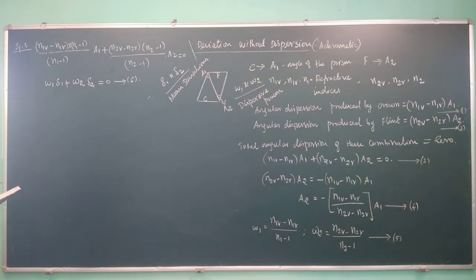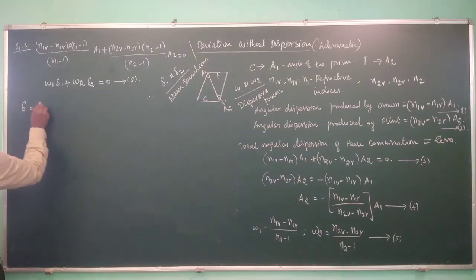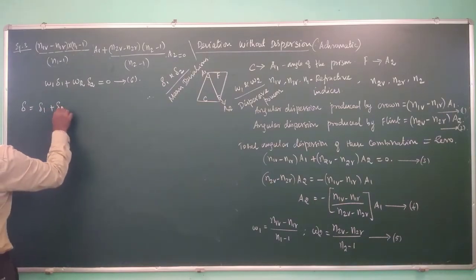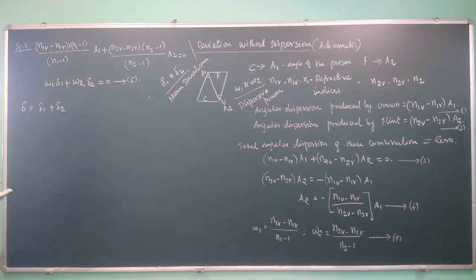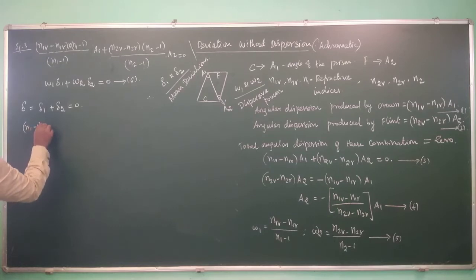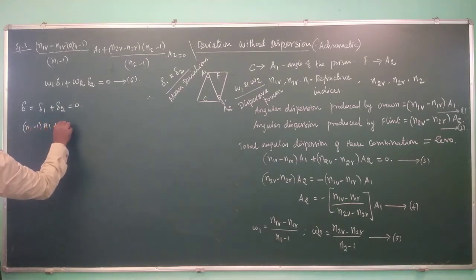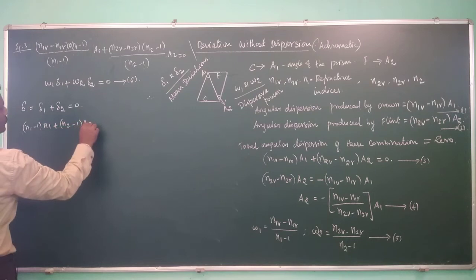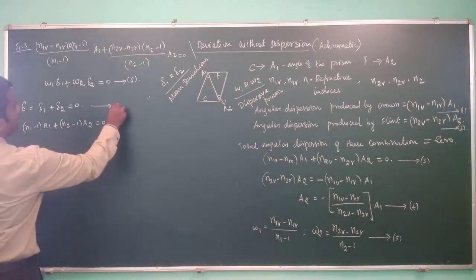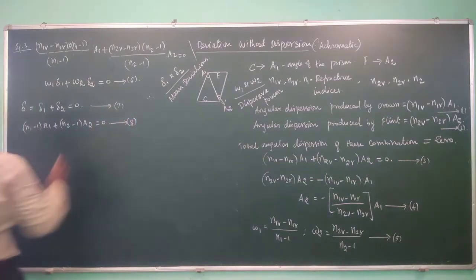But according to deviation without dispersion, what would that be? The mean deviation of the combination, which is equal to delta, is nothing but the deviation of the mean ray of crown and mean ray of the flint prism, delta 1 and delta 2. The sum is equal to delta, which should be equal to 0. Which implies that N1 minus 1 A1 plus N2 minus 1 A2 is equal to 0. Let's write this as equation 7, this as equation 8.